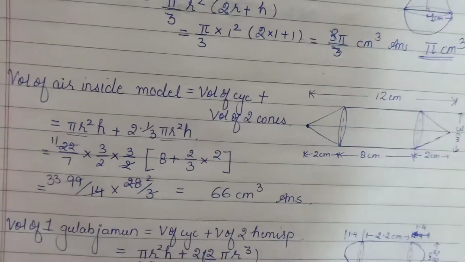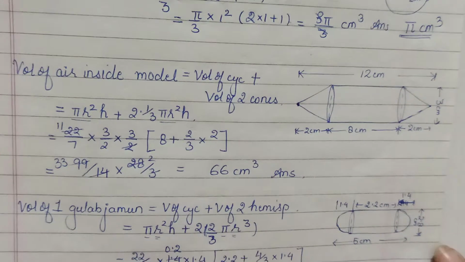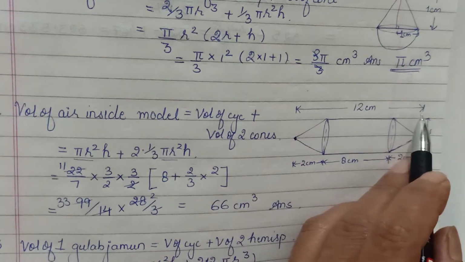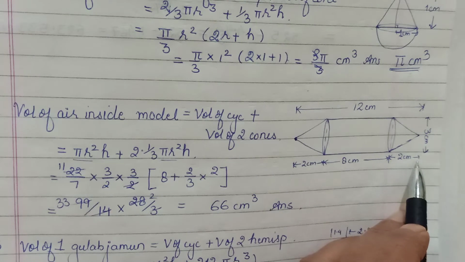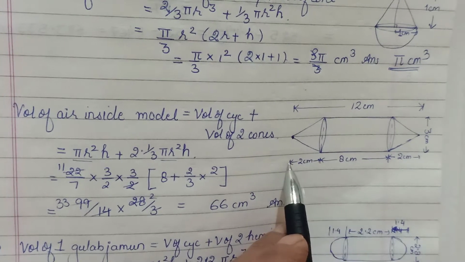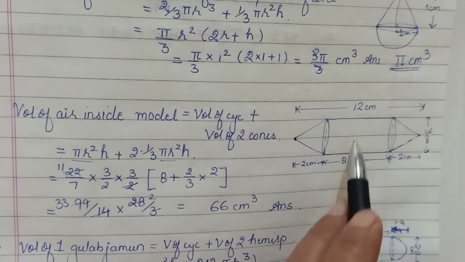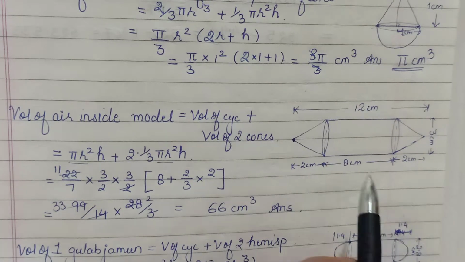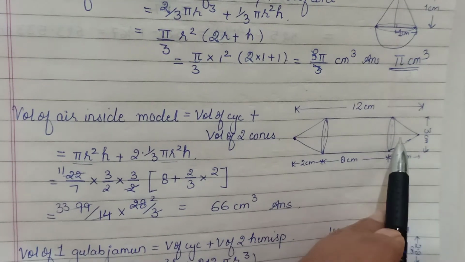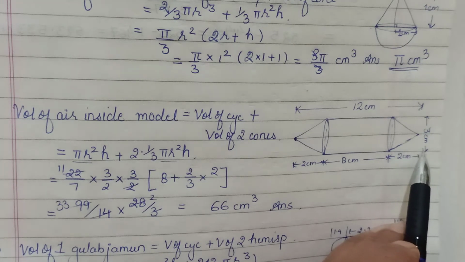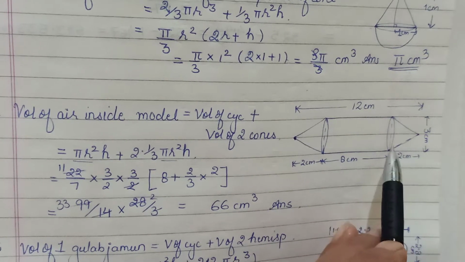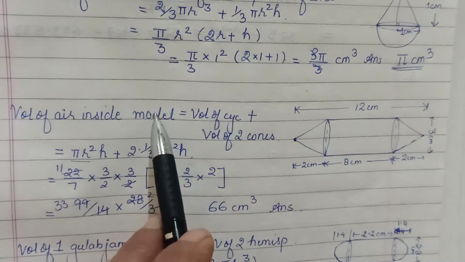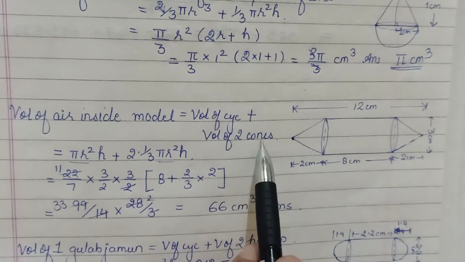So in this model, what we are observing is that the total length was 12, and the cone's height is 2, so a 2 on this side and a 2 on this side. So 2 plus 2, 4 subtracted from 12, leaves 8 as the height of the cylindrical portion. And the diameter for both the cylinder as well as the 2 cones is 3 each. So अब इसमें volume of air inside would be whatever volume this cylinder and these cones can hold.